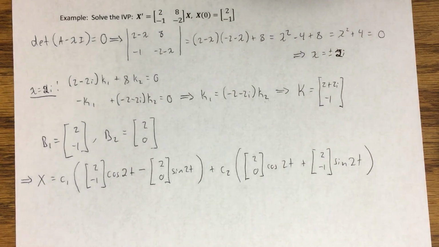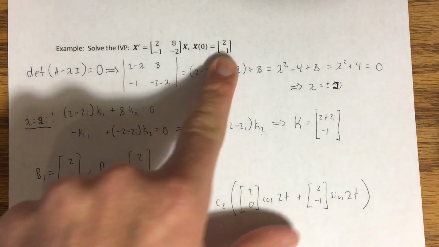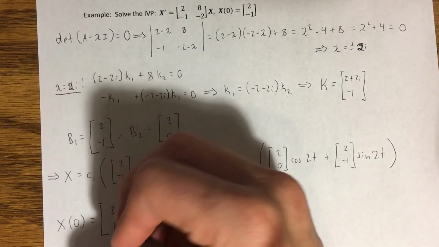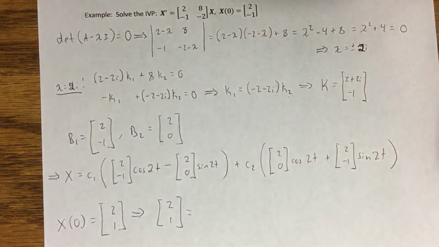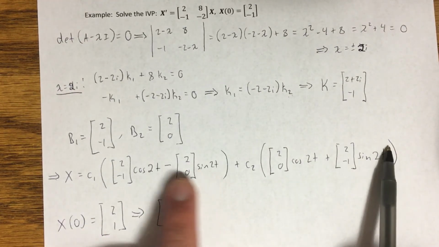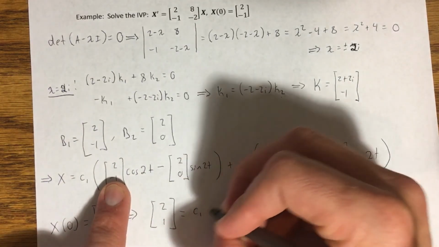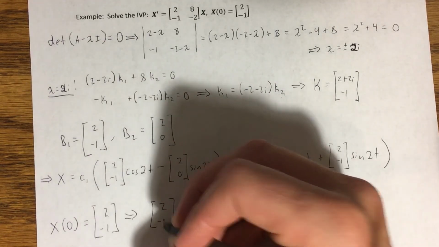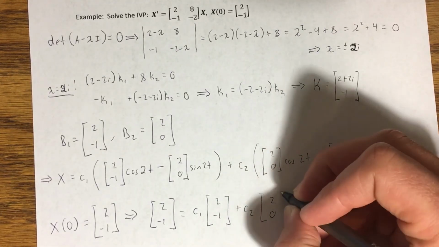Okay, now remember, that's not my solution because it's an IVP, so I need to use my initial condition here. X not equals 2, 1, or x of 0 equals 2, 1. This means that the vector 2, 1 is equal to what? Well, when I plug a 0 in for t, both of the sine terms are going to become 0s. Those go away. My cosine terms become 1, and so I get c1 times 2, -1. And sorry, that's supposed to be negative there. Plus c2 times 2, 0.